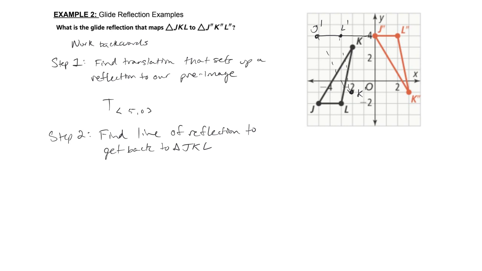Step 2 says find the line of reflection to get back to the JKL. So we're looking for the line that will move that J prime, K prime, L prime to that JKL. So this line is at y equals 1, and we can name this line L. So y equals 1, which we're going to call line L, brings up our third step.